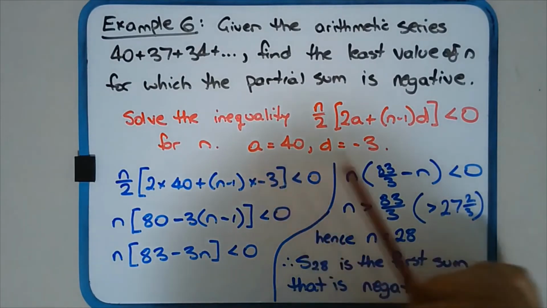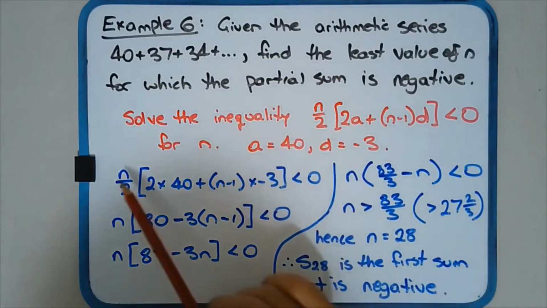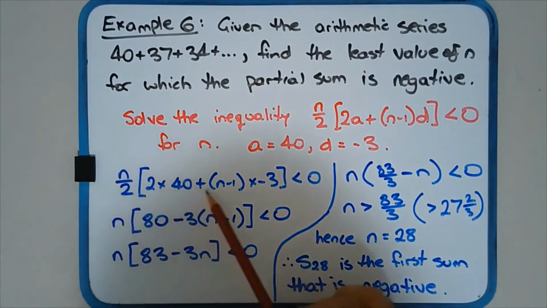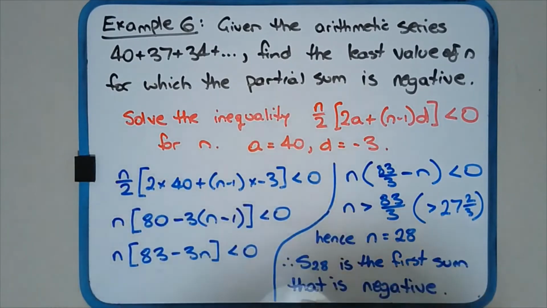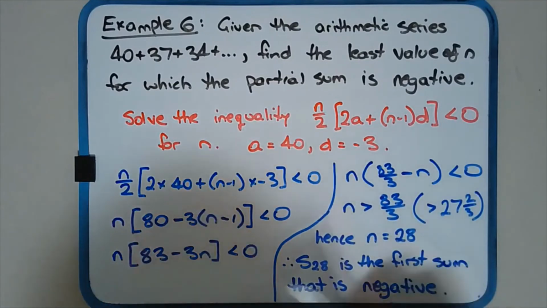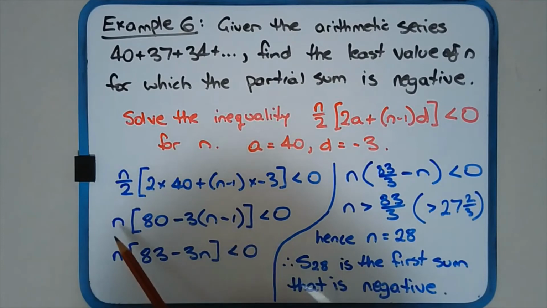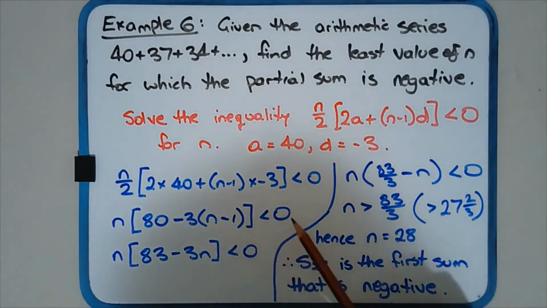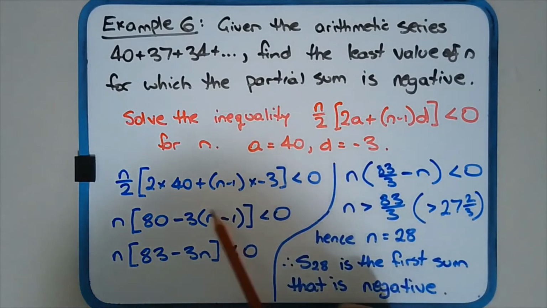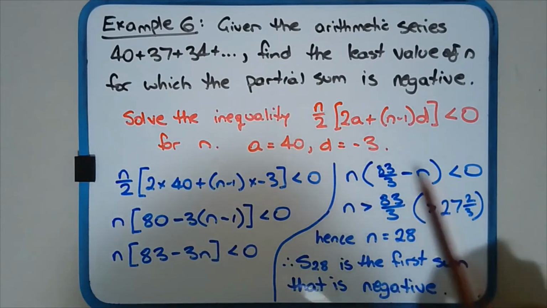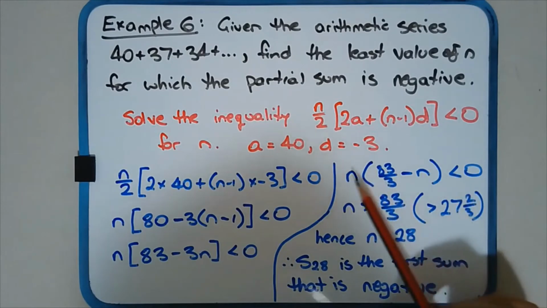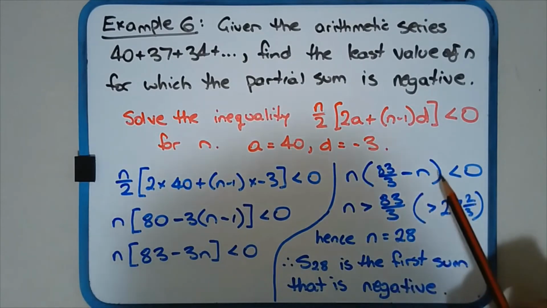So substituting these two values into the left-hand side, we have n over 2 outside of (2 times 40 plus (n minus 1) times -3) is less than 0. We can multiply both sides by 2 and we can multiply the 2 and the 40 together and just clean it up a little bit. We get n outside of (80 minus 3 outside of (n minus 1) in brackets) less than 0. Now expanding the inner bracket there, we have n outside of (83 minus 3n) less than 0. And if we divide everything by 3, we have n outside of (83 over 3 minus n) less than 0.